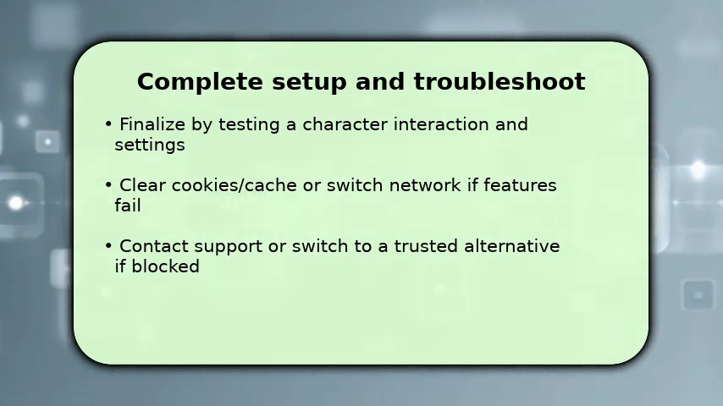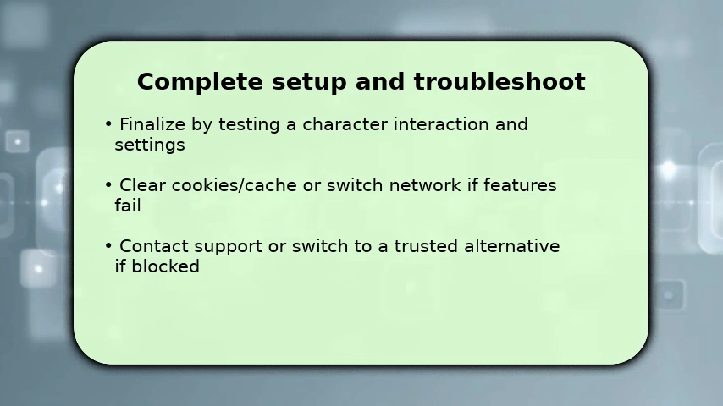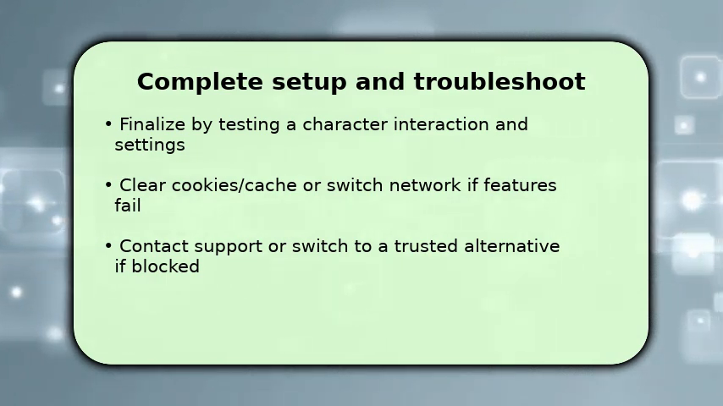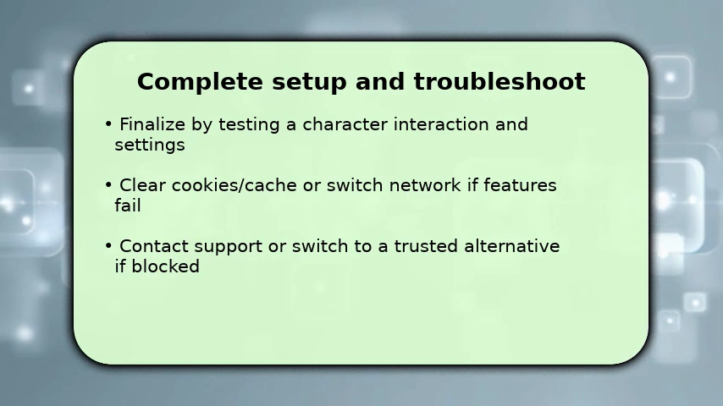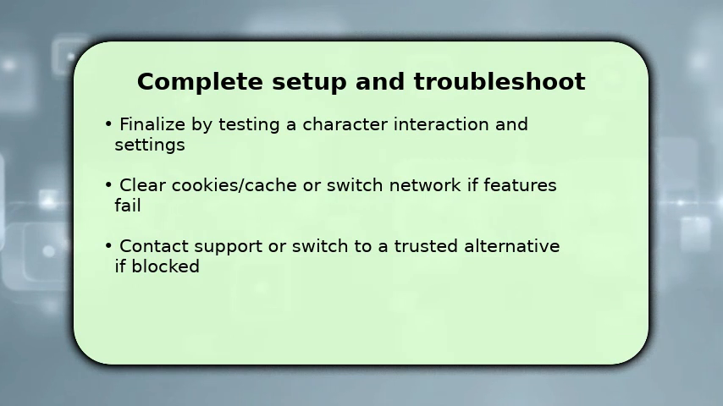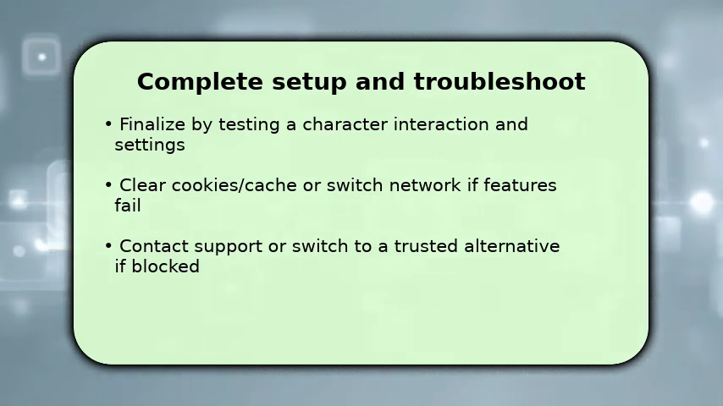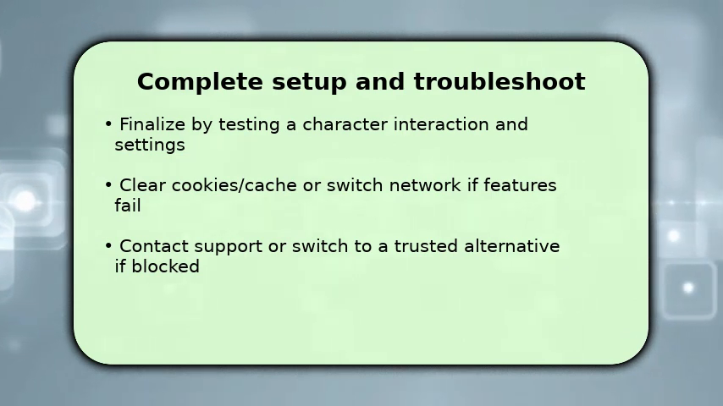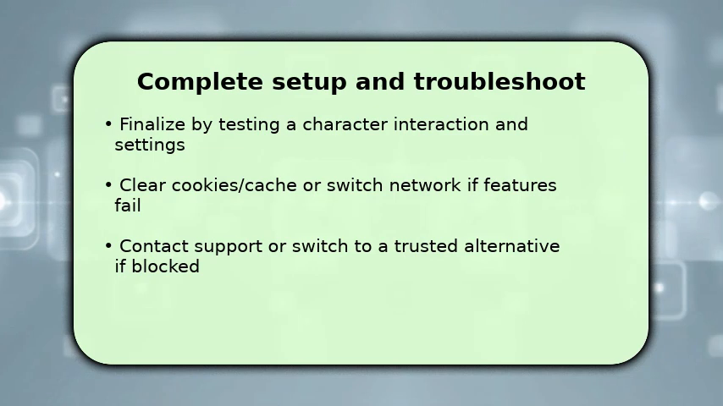If a feature fails, clear cookies and cache, try a different browser, or use a different network, because many access problems stem from local data or IP issues. If access is blocked or restricted, contact the platform's support or switch to a reputable alternative rather than attempting to bypass authentication. This keeps you functional and compliant while solving most common issues.